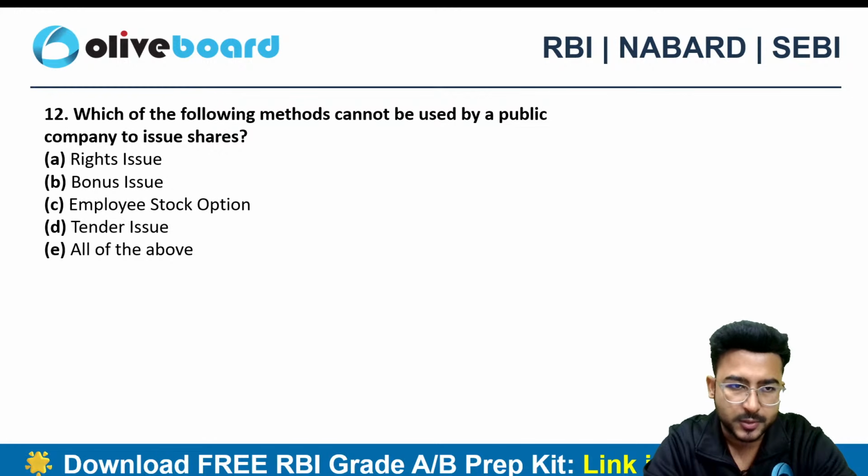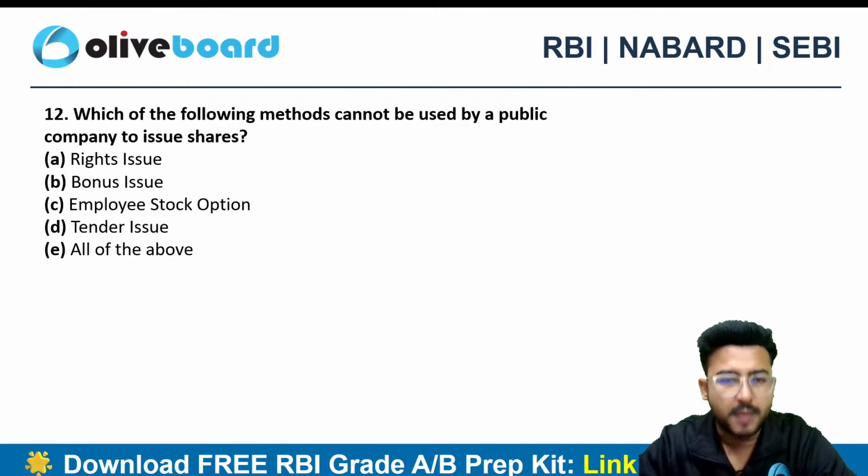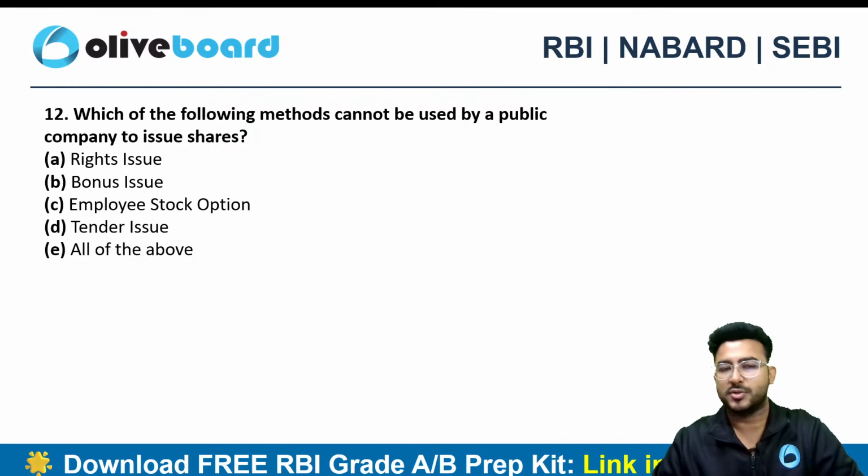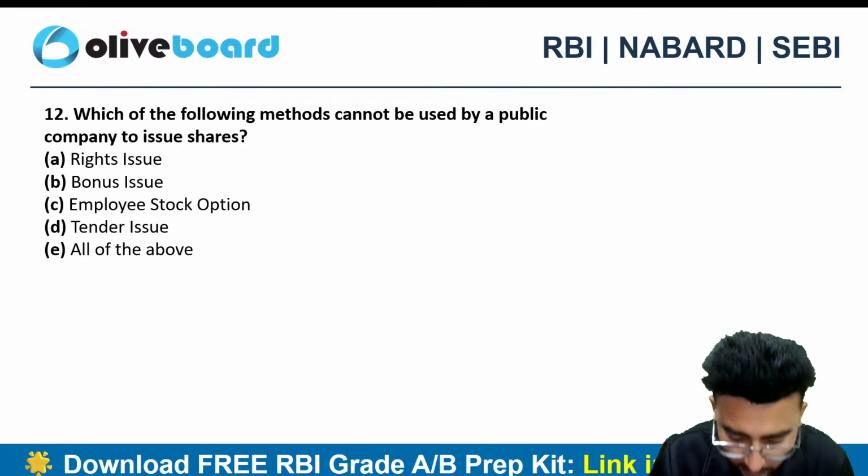Option A, right issue. Option B, bonus issue. Employee stock option, tender issue, or all of the above.